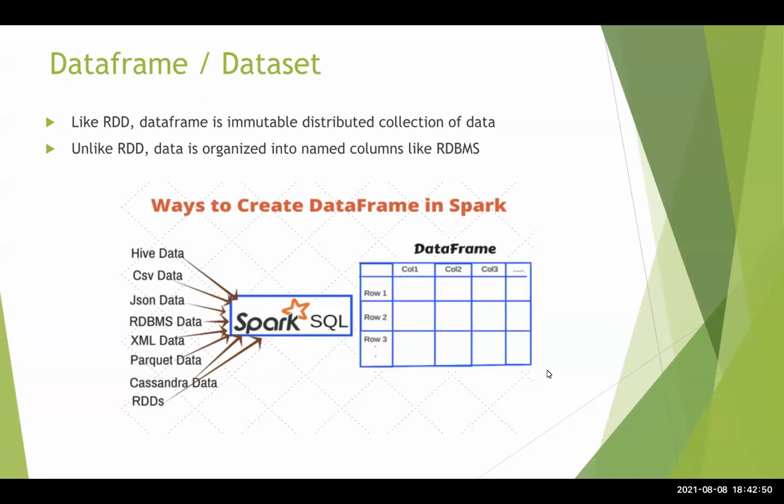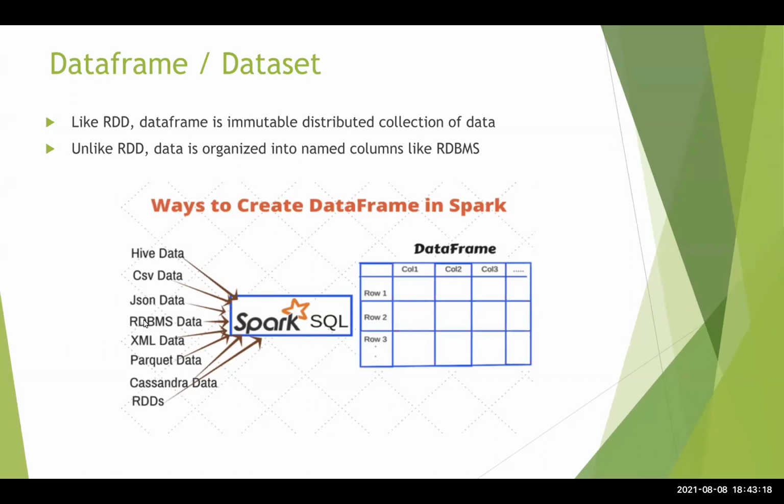Like RDD, a data frame is also an immutable, distributed collection of data. And unlike RDD, data is organized into named columns like an RDBMS. This is how a data frame looks visually. There are rows and there are columns. If you were to visualize an RDBMS table, that would be a good analogy to visualize a data frame also.